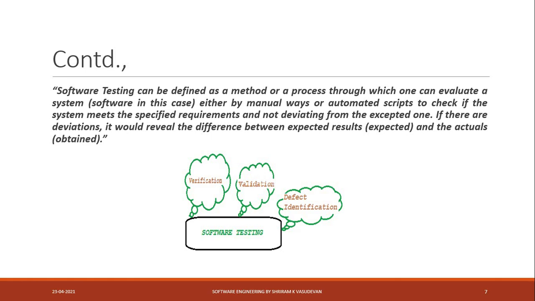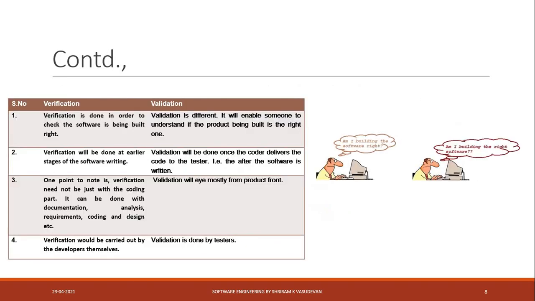And I test it to see if the requirements are not deviating from the expected one. I wanted to cook it this way, and do I get the result as expected? Does it deviate? All these are going to be understood. And if there are deviations, it would reveal the difference between the expected results and the actuals. So I wanted this result, and what I am getting is this result. So is the difference so huge? I will identify the defect. So we are concerned about the verification, the validation, and the defect identification. All these 3 points are very, very important.